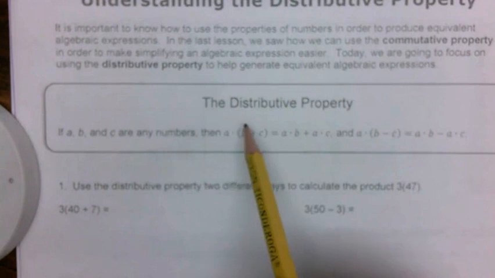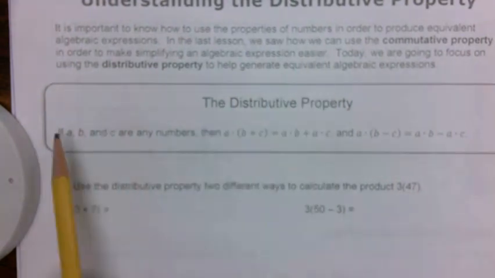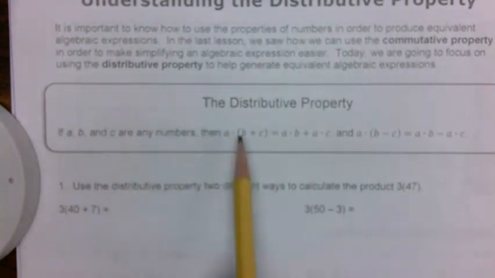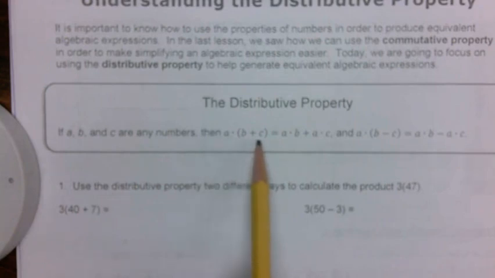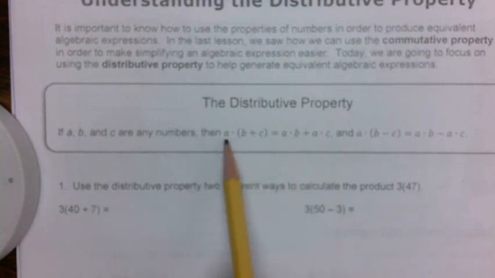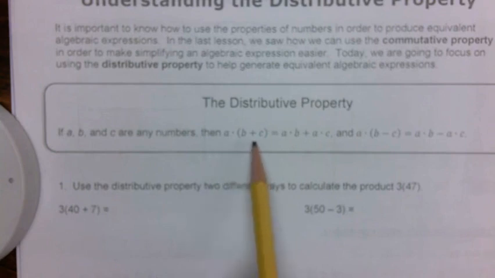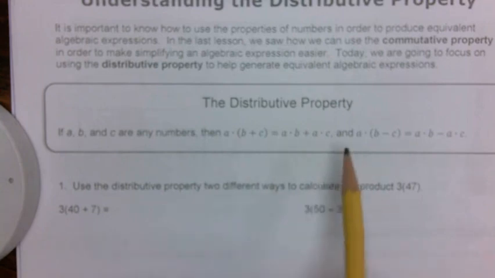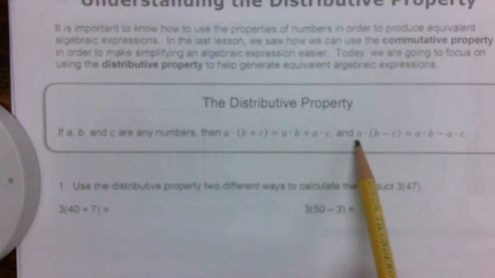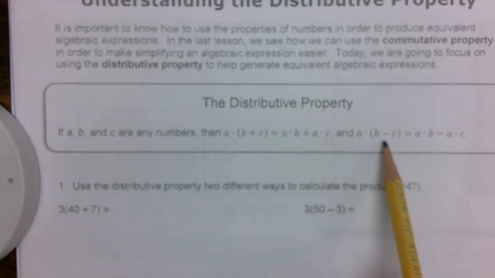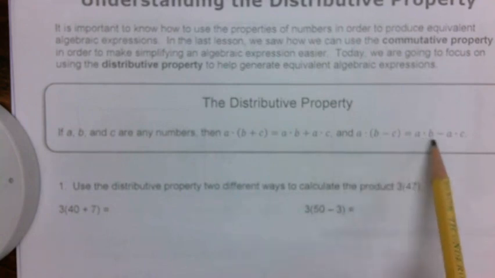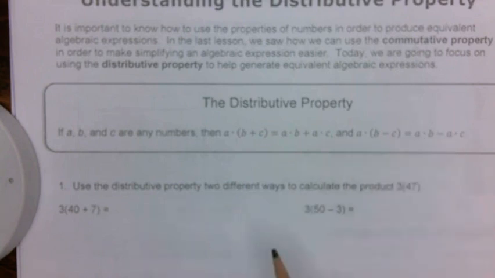And here in the box, we're going to review the distributive property. They tell us that if A, B, and C are numbers, then A times in parentheses B plus C can be rewritten as A times B plus A times C. The term that's on the outside is going to multiply each term that's on the inside, and then we can add them together. The distributive property also works for subtraction. Again, if I have A, B, and C as my numbers, A times B minus C in parentheses is the same as doing A times B minus A times C.